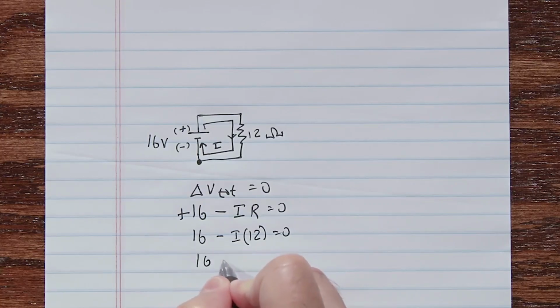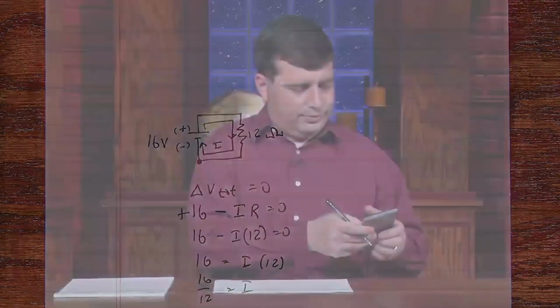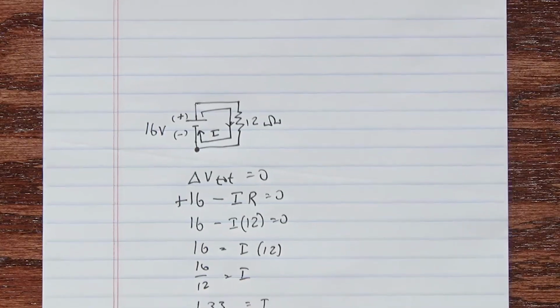So I have 16 is equal to I times 12, or 16 divided by 12 is equal to I. 16 divided by 12 is 1.33, equal to I.